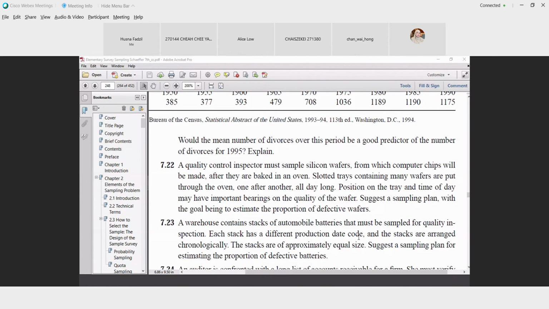Definitely not. Well, I don't think it should be SRS, right? Okay, systematically. It's many, but somehow the sampling plan should systematically consider the position of wafers, the position of the tray, and also the time of the day. To select systematically, you need to take into account the position, all these factors that affect the quality of the wafers.